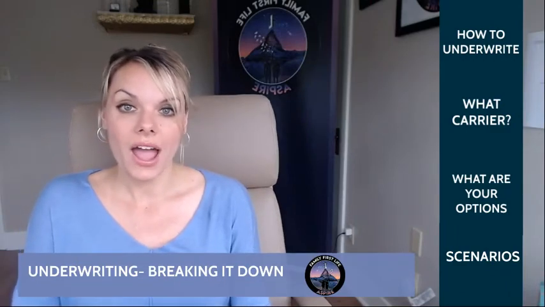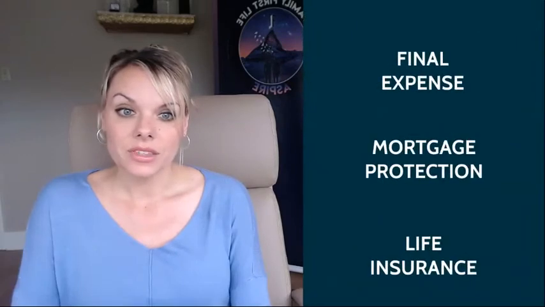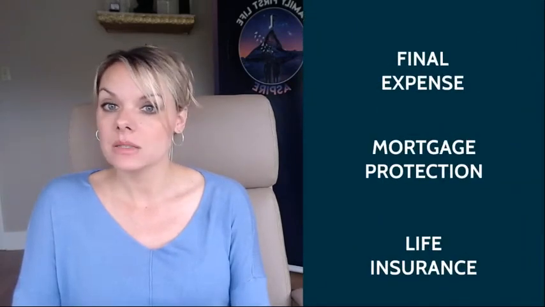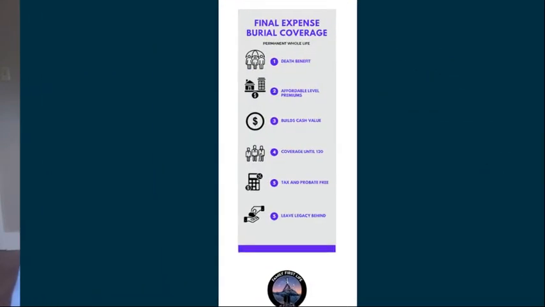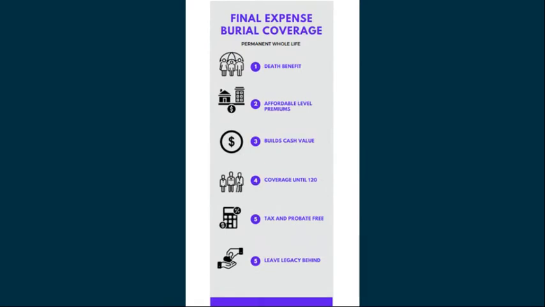Now, as far as what options, right? What options do we have for our clients? Now, again, final expense, mortgage protection, life insurance. Perhaps this is a final expense appointment. Let's get into final expense. Now, the options and the details that we want to make sure that we understand for final expense burial coverage, these are permanent whole life options. There's a death benefit, there's affordable level premiums, which means the coverage is never going to go up, and it builds cash value. They don't expire. There's coverage until the age of 120.